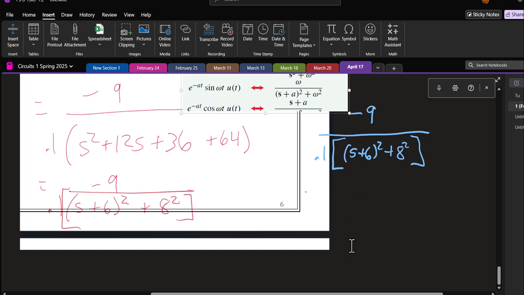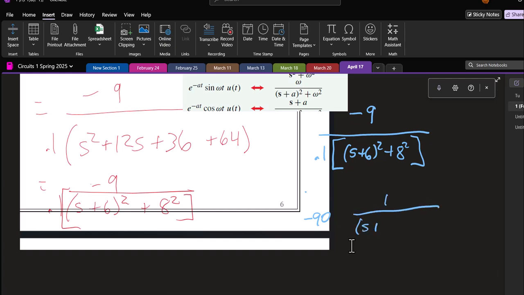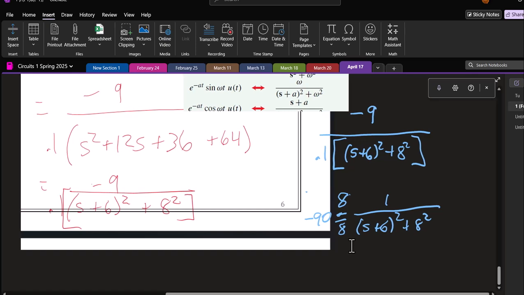So I'm going to start just by bringing my negative 9 and 0.1 out in front, and that becomes a negative 90. And I have 1 over s plus 6 squared plus 8 squared. And now I need to get an 8 on top, so I can do that by multiplying by 8 over 8, but taking the bottom 8 and giving it to the negative 90. So I have negative 90 over 8.